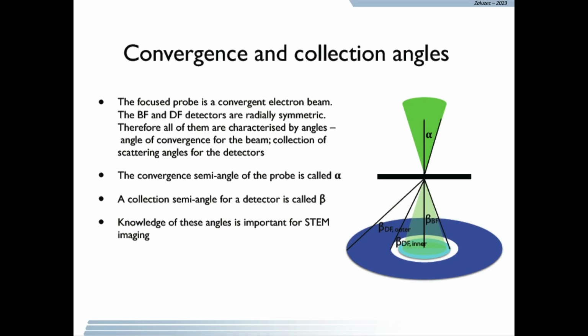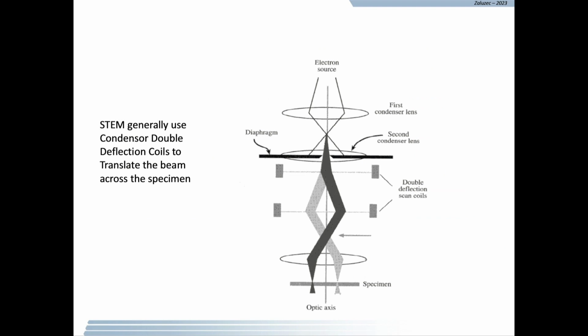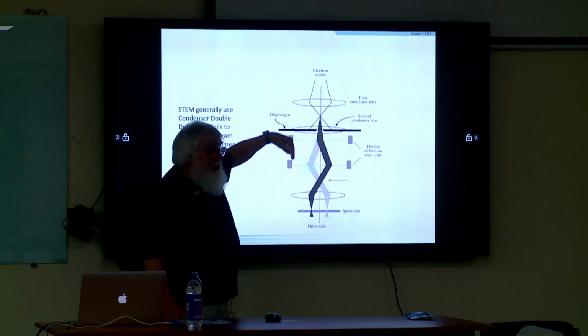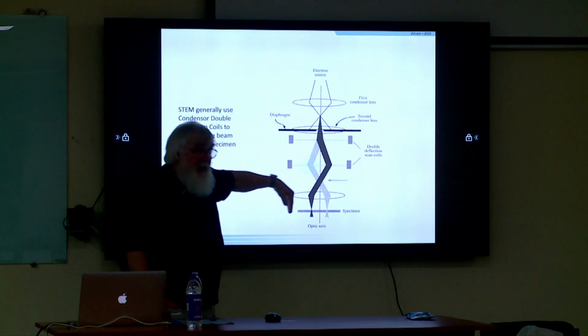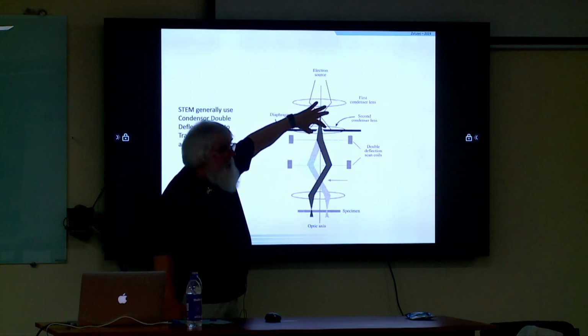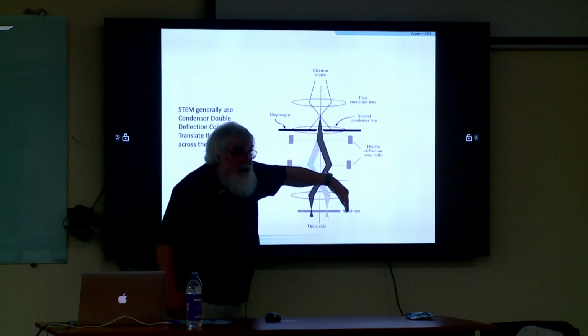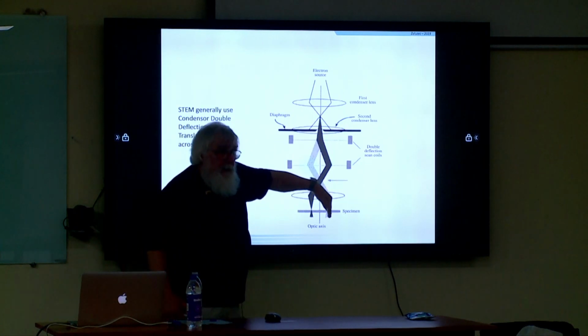Let's skip this slide for a moment. All right. STEM uses the double condenser system to focus the beam on the sample and also uses the double deflection coils to move the beam back and forth. So we have a focusing action by the lenses, and we also have a double deflection system, so the beam scans back and forth across the sample.